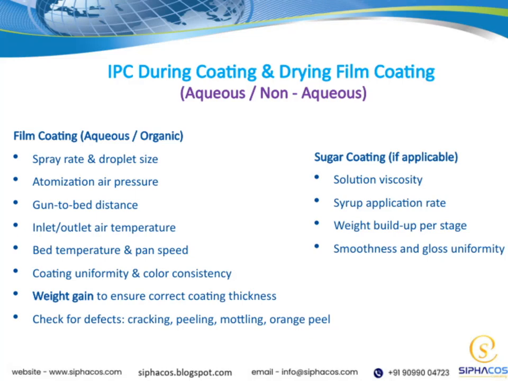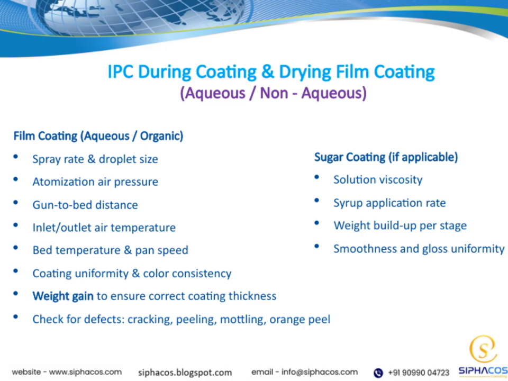When we talk about sugar coating, if it's applicable, it's important to consider several key factors. First, solution viscosity plays a critical role. Higher viscosity can affect how smoothly the coating flows and adheres. Then, the syrup application rate needs to be controlled carefully to ensure uniform coverage without overloading the product. We also monitor the weight buildup at each stage to achieve the desired coating thickness, which directly impacts the final product quality. Smoothness and gloss uniformity are essential for both aesthetic appeal and functional performance, so we pay close attention to these aspects during processing.